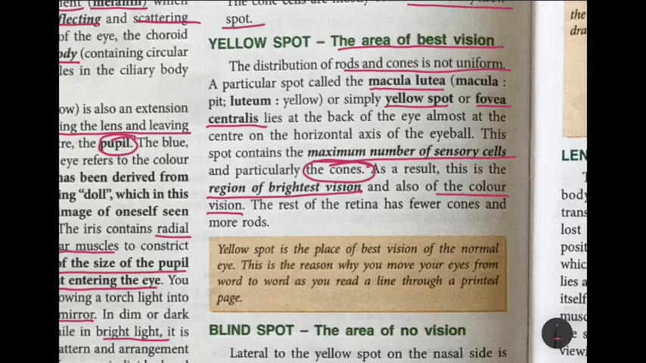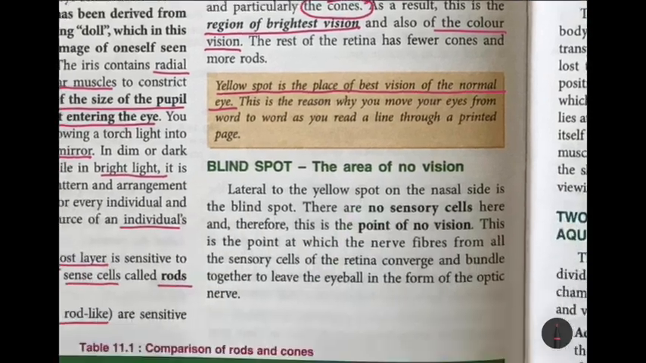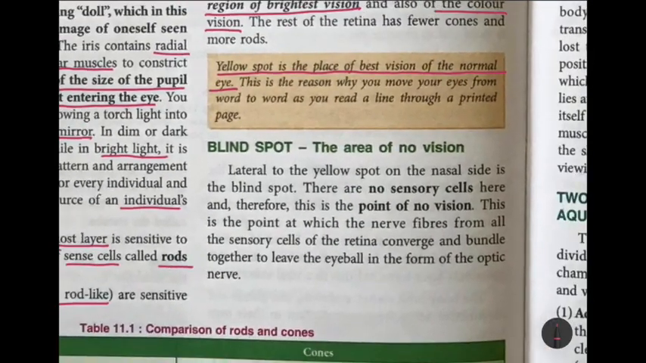So what is the yellow spot? The yellow spot is the place of best vision of the normal eye. That is why when you are reading, you move your eye from one word to the other, because the light must fall on each word. You cannot keep your eye fixed on one word and read everything. Can you? No, you have to move your eye from one word to the other so that you get the best vision. Now next we have another spot in our eyes which is known as the blind spot.